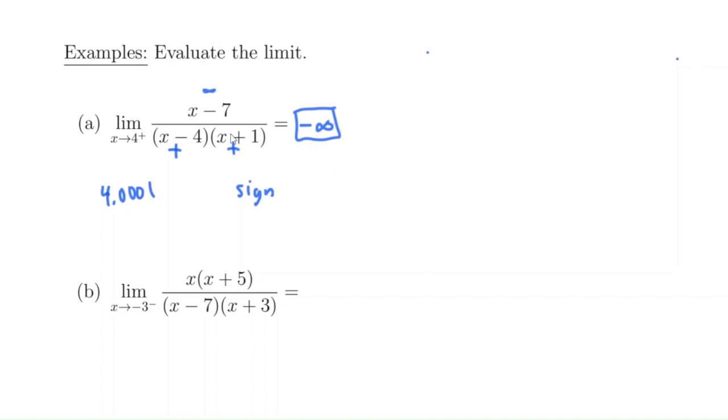Okay, and you could graph this. In fact, I challenge you to do this. Just graph this on Desmos, and you can see as you approach 4 from the right, it's going to go down to negative infinity. Okay, what about this one?